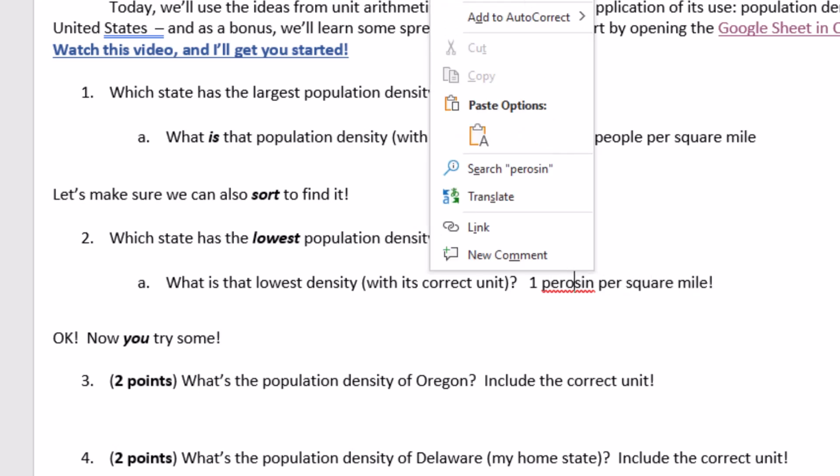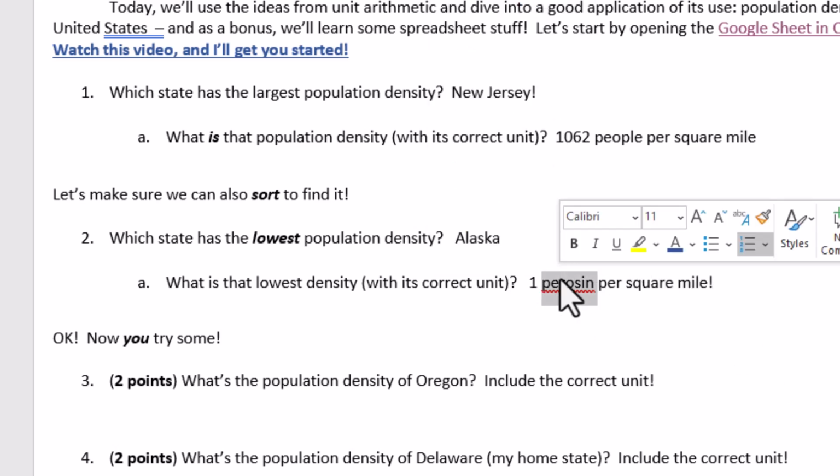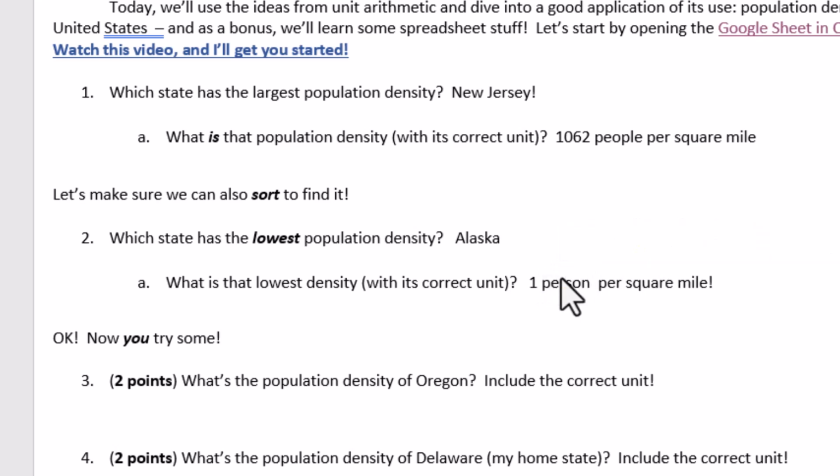Try to spell that correctly. I spelled it so badly, even autocorrect doesn't know what I mean. There you go. All right, so now that you've got that in hand, try the next few.